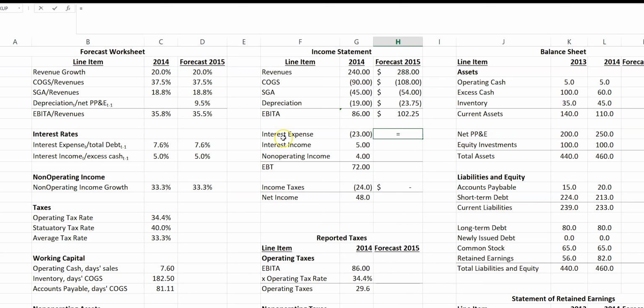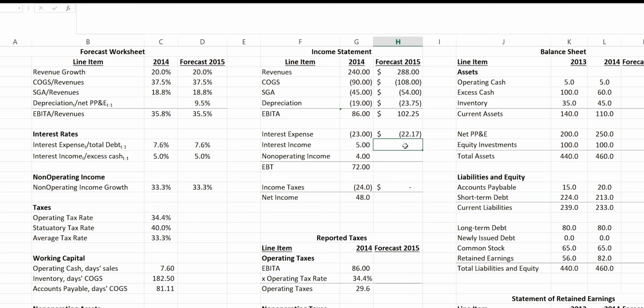So now we come back here to calculate our line items. We're going to calculate interest expense as a function of total debt. And so total debt in 2014 will form the forecast for our interest payments in 2015. And I want that to be a negative number. So we see that our interest expense goes down slightly, which makes sense. Our short-term debt goes down slightly. Long-term debt stays the same. We expect to pay a slightly lower interest cost.